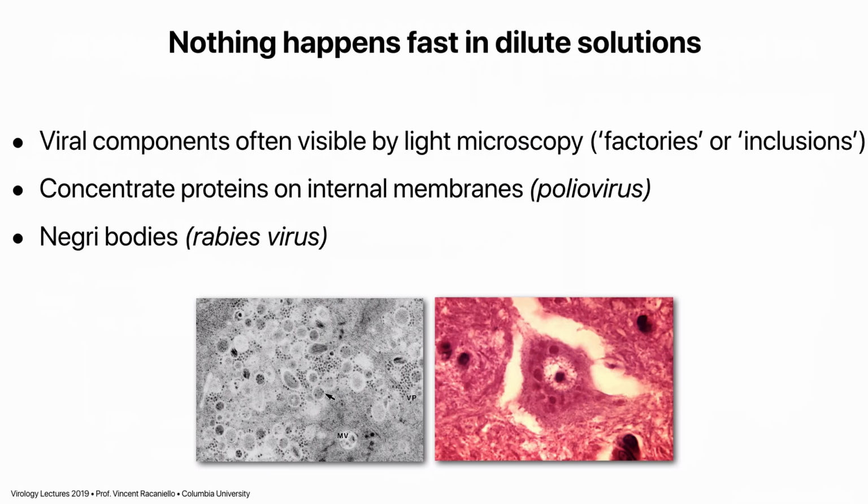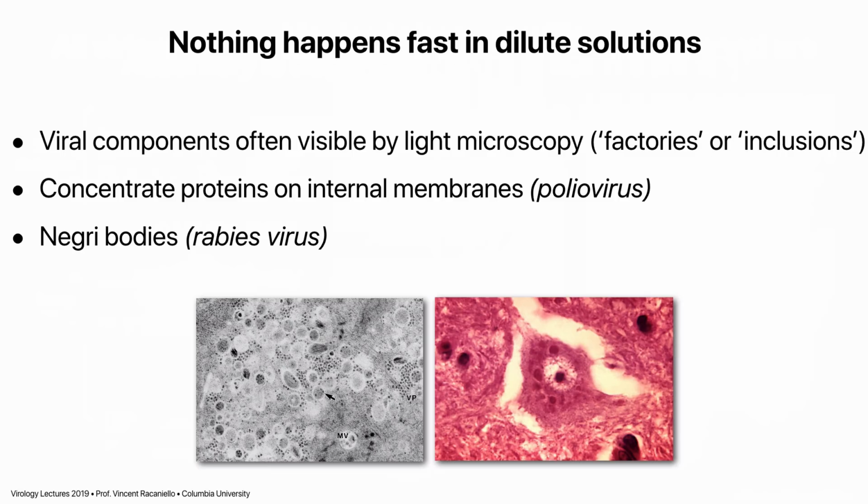A key take-home message, which I like to say, is that nothing happens fast in dilute solutions. And during virus replication, components are often concentrated so that reactions proceed more quickly. Because of this, we can often see things happening in infected cells by a light microscope. We can't see virus particles very much, except for the biggest viruses, but we can see components. We call these factories or inclusions. And so many viruses build particles in very focal sites because they can concentrate all the materials that they need.